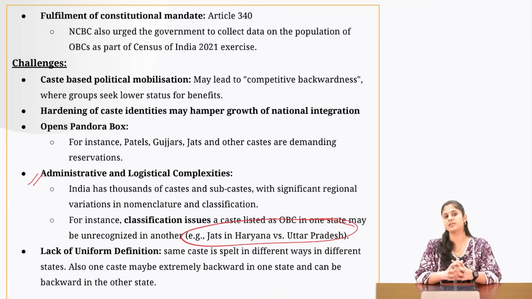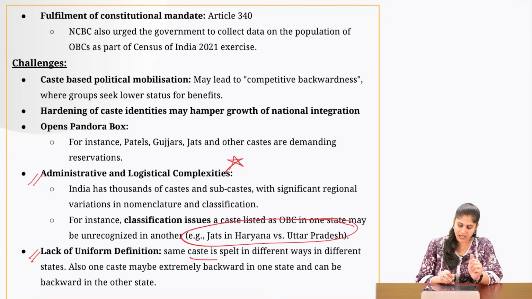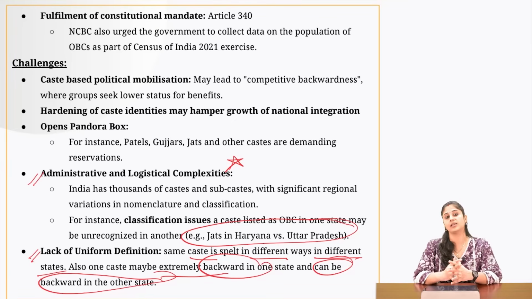So there is a huge discrepancy when it comes to the caste related details. And because of these discrepancies only, when it comes to collection of the caste related identities data under the socio-economic caste census, that was the reason why the majority of the data that we collected under the socio-economic caste census was not released in the public domain. Then there is lack of uniform definition. The same caste is spelled in a different way in different states, and one caste might be extremely backward in one state and can be backward in another state. How do you ensure that there are no errors when we are collecting the caste related details?